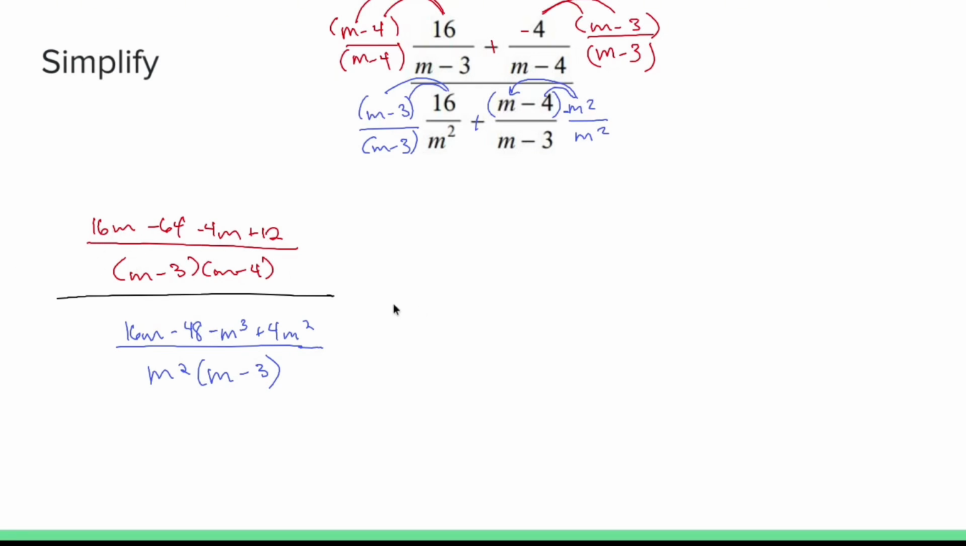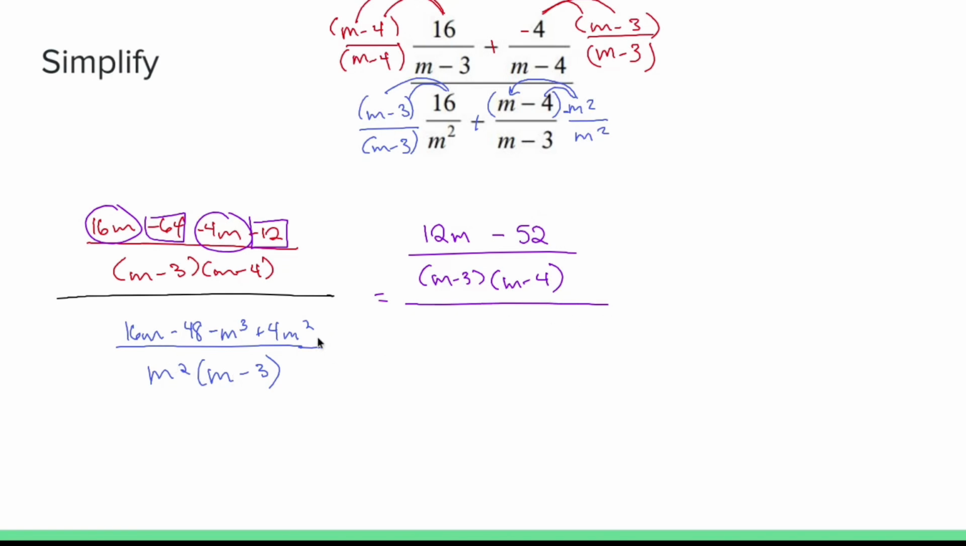I need to combine like terms up here. So 16m and negative 4m becomes 12m. Negative 64 and positive 12 is negative 52. Yeah, I don't know. It doesn't look too promising. All over (m minus 3)(m minus 4). All over nothing.